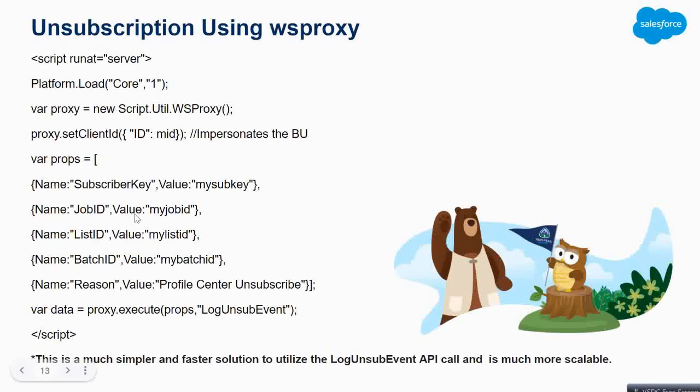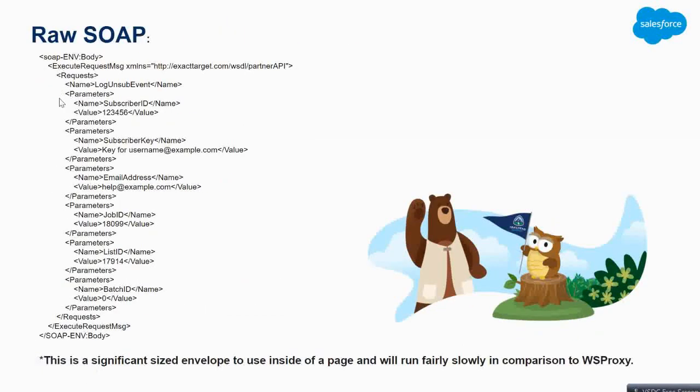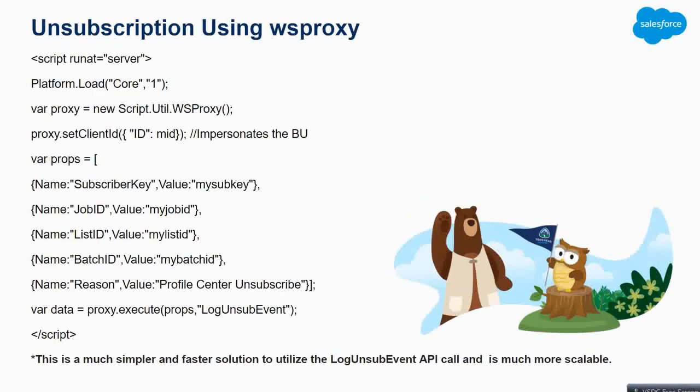And how do we perform it using WS proxy? So here it's an XML, right? You give the parameters, like, see, we are mentioning that it's a log unsub event. You are putting the parameters like subscriber ID is this, subscriber key is this, email address is this, job ID is this, and all this. And after the authentication, you are asking that please unsubscribe this user. That thing you can do using WS proxy, but the code size is also reduced.